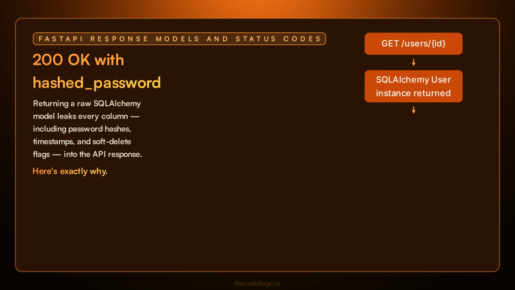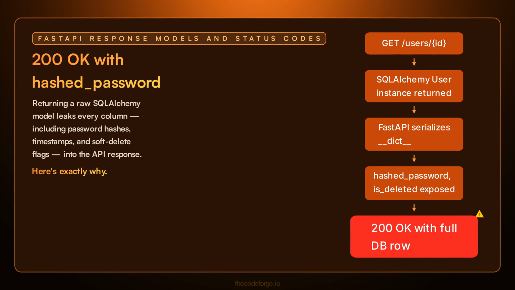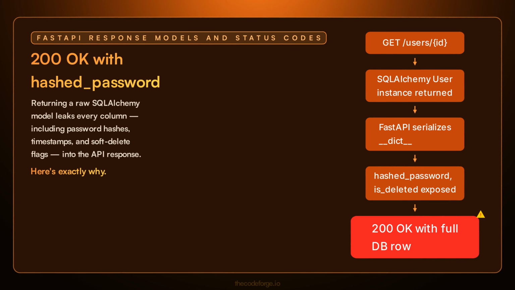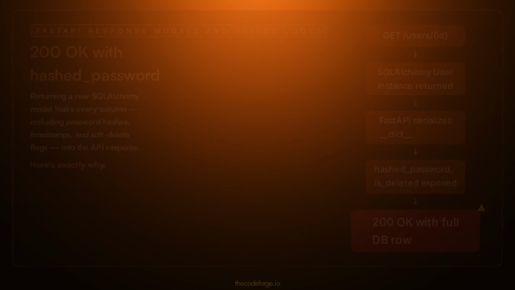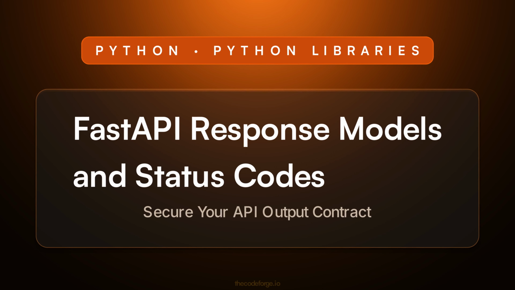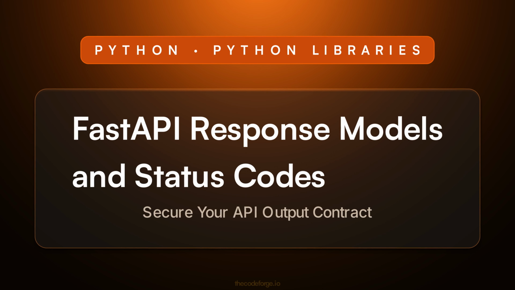A routine security audit found that /users/ad returned a field called hashed password, a bcrypt hash, in plain sight. The developer returned the ORM model directly, and FastAPI serialized every column. Let's break down FastAPI response models and status codes, how it works, and the exact mistake behind that failure.